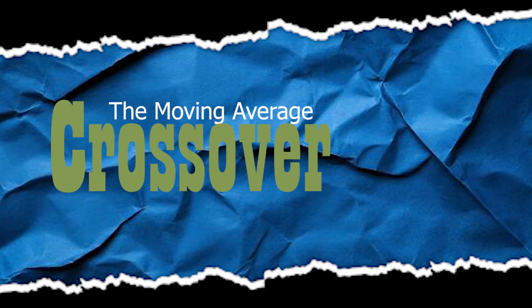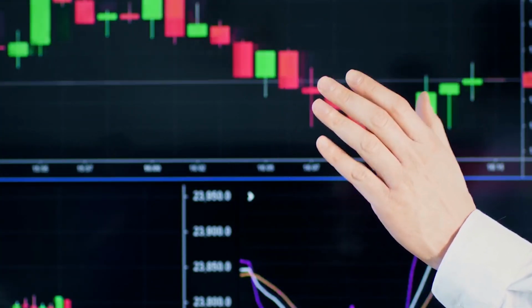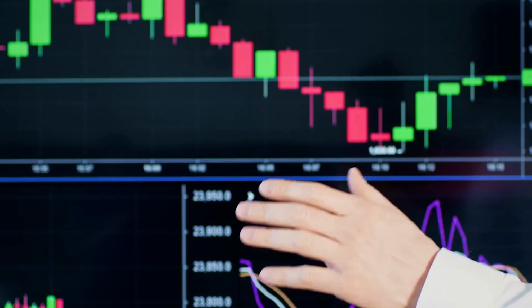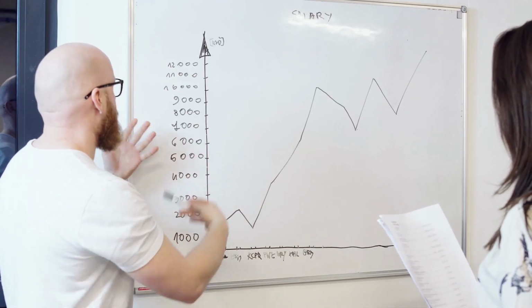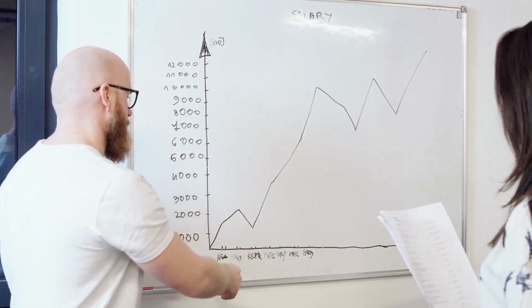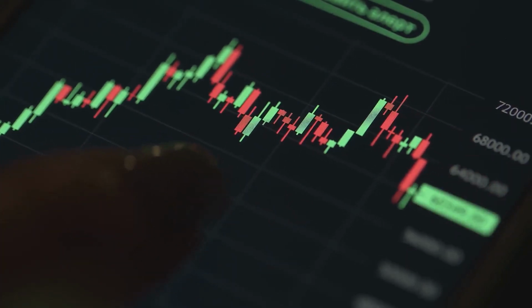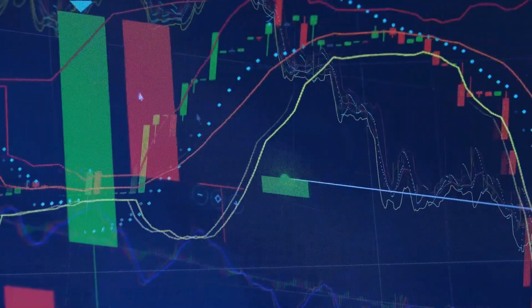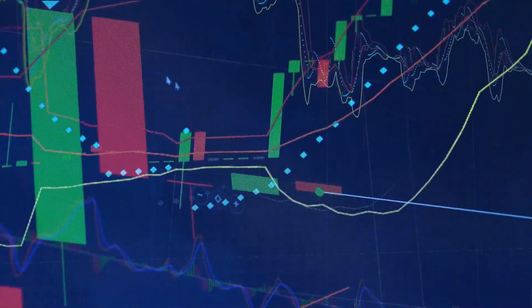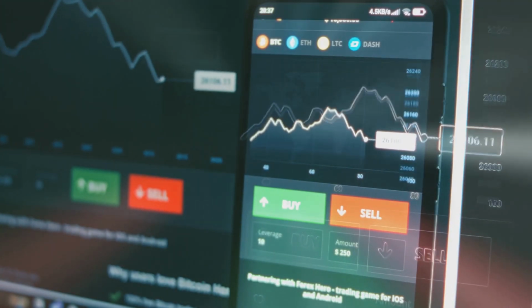The moving average crossover strategy revolves around just two lines on your chart, a short-term moving average and a long-term moving average. For those who are unfamiliar, a moving average is a tool that calculates the average price of a stock or asset over a specific time frame. Think of it as a way to smooth out price fluctuations and reveal the underlying trend. The short-term moving average reacts quickly to recent price movements, while the long-term moving average moves more slowly and reflects broader trends.